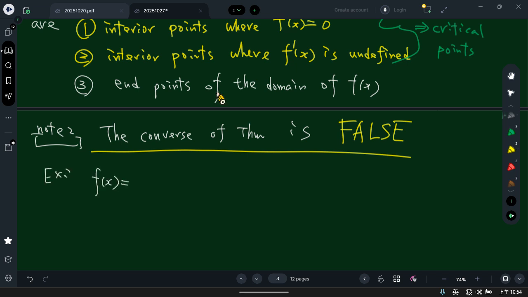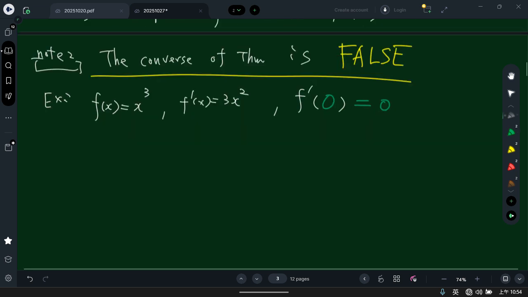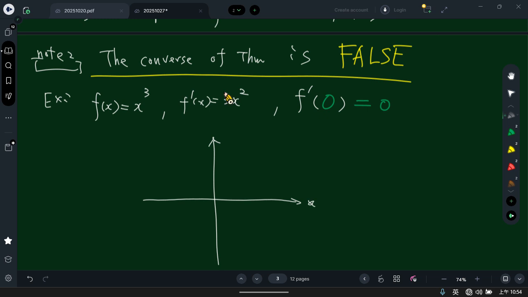Okay, for example, I can give you an example like f of x is equal to x cubed. So f prime x should be 3x squared. So you can see f prime of 0 is equal to 0. But if you look at the curve, it will be something like this one. You can see here, this is x equal to 0, and its f prime of 0 is also 0.